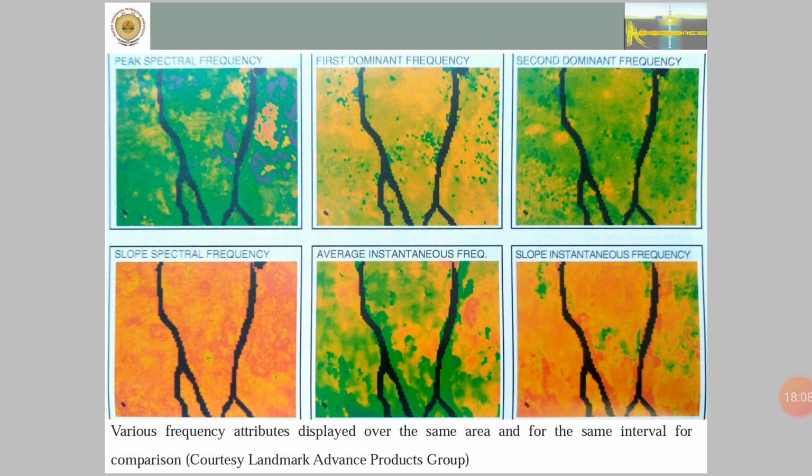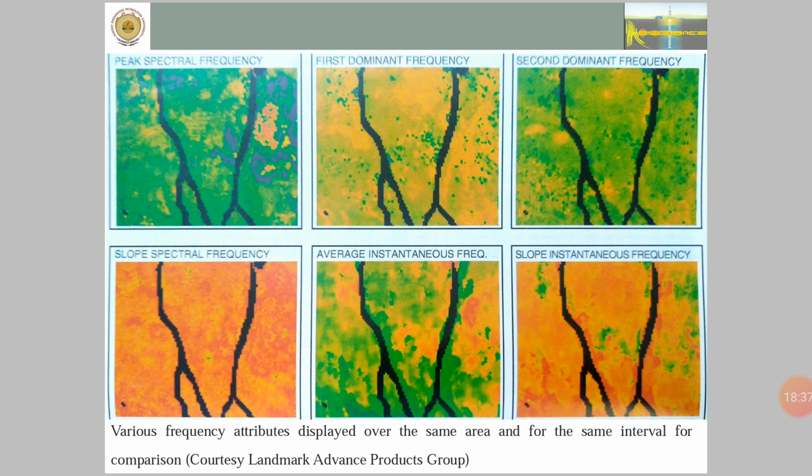We can see that various types of spectrums have been used. The first one is a spectral frequency. The second one is the first dominant frequency. On the third map, we can see the second dominant frequency. On the fourth map, we can see the slope spectral frequency. We can also use the attributes of average instantaneous frequency and slope instantaneous frequency.